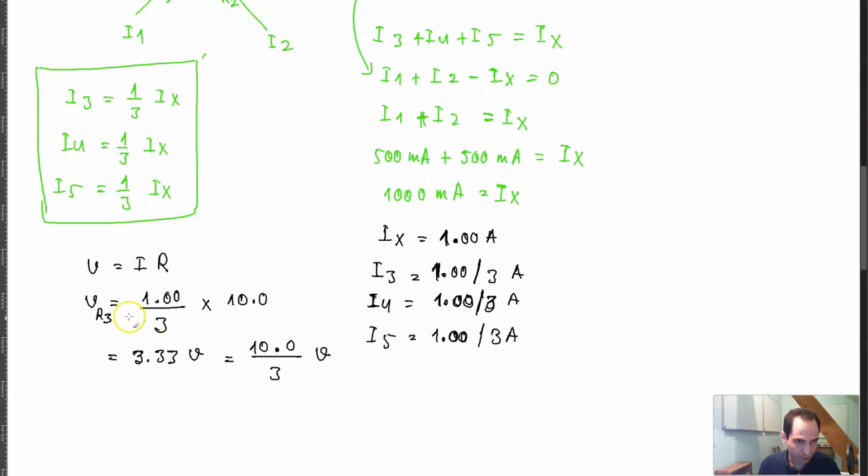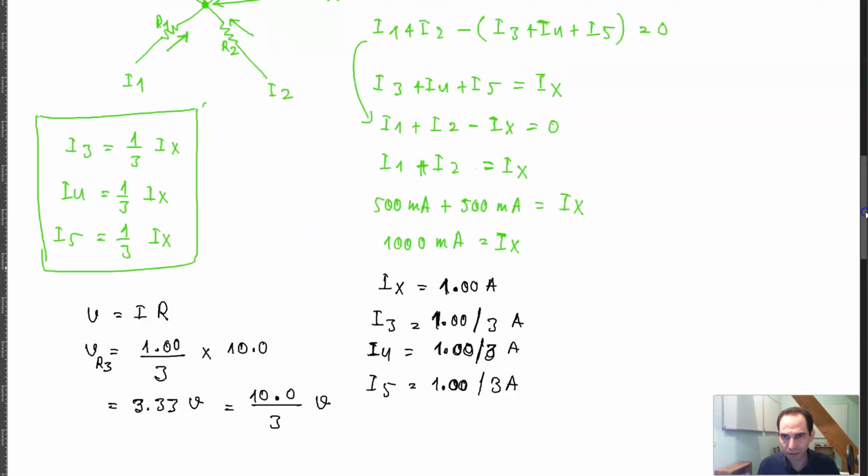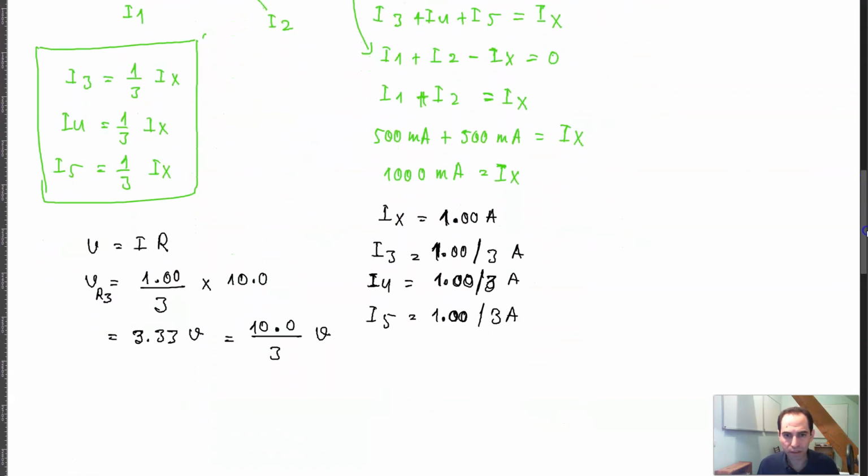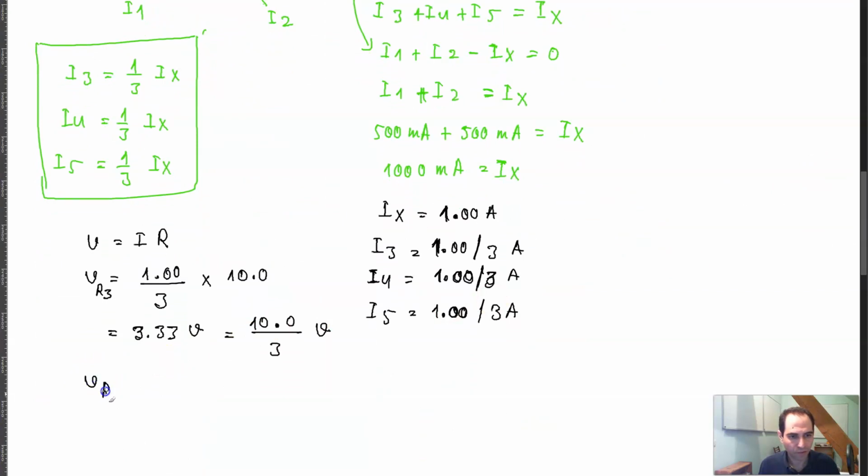And then, of course, V of R4 and R5 would be the same, because the amount of resistance is the same and the amount of current going through them is the same, so the voltage drop across them would be the same. So V of R4 is equal to 3.33 volts, and V of R5 is also equal to 3.33 volts, right? So that is basically Kirchhoff's first law, or KCL.